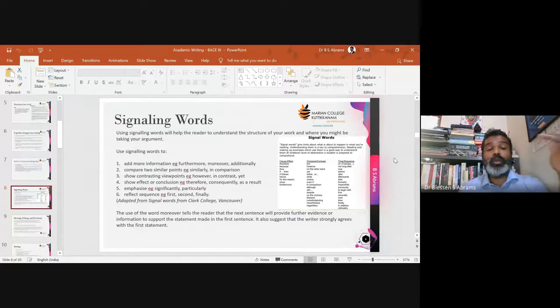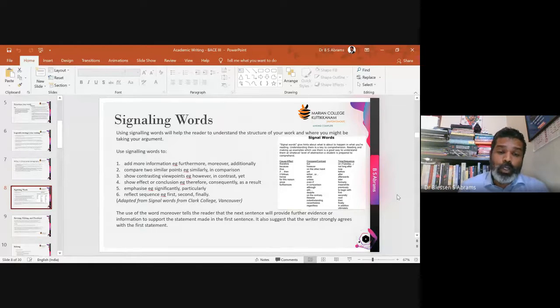Reflect sequence. If you want to arrange it properly, firstly, then that's one paragraph based on your first argument. Secondly, and finally, it all depends upon how you manage the context and go ahead with the argument. So there are a lot of signaling words given here.